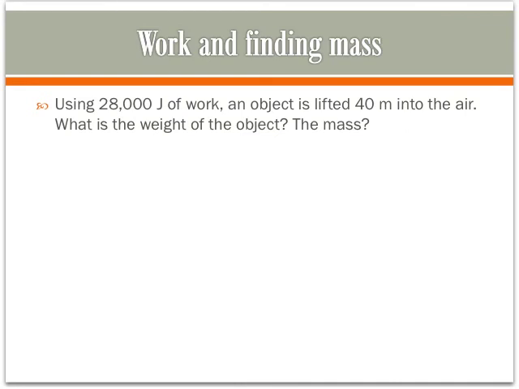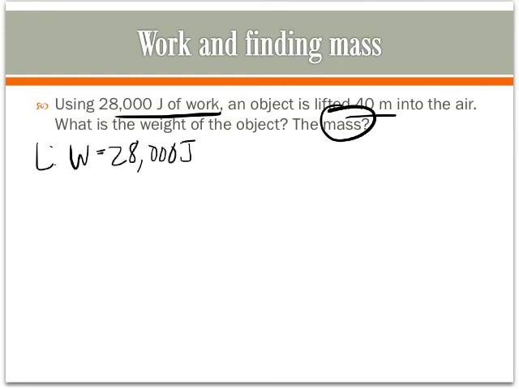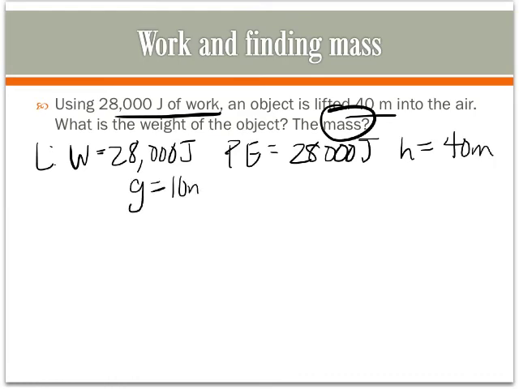Then last thing you might end up seeing as far as a problem goes is you're given work, you have a height, and then you want to know the mass. So we know work is 28,000 joules, and since work and potential energy are equal to each other, our PE is also 28,000 joules. All right, and our height is 40 meters. And another known you can always include, whether or not you need it, is G equals 10 meters per second squared, though we will need it for this one. And mass is our question mark.